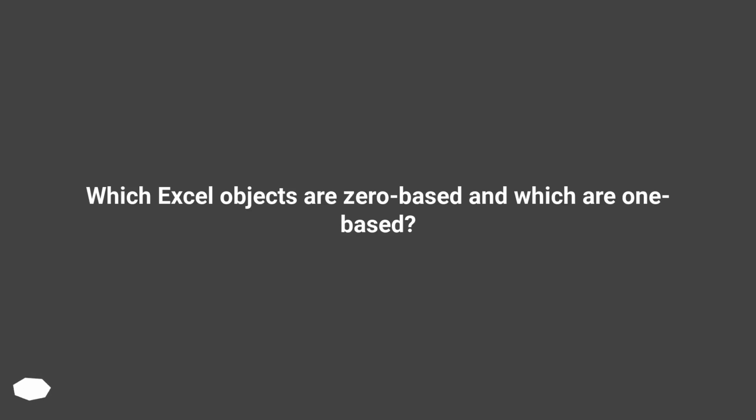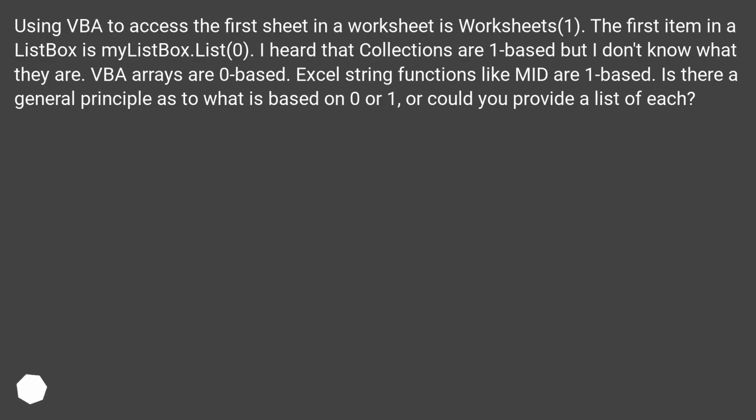Which Excel objects are zero-based and which are one-based? Using VBA to access the first sheet in a worksheet is Worksheets(1). The first item in a list box is MyListBox.List(0). I heard that collections are one-based but I don't know what they are.